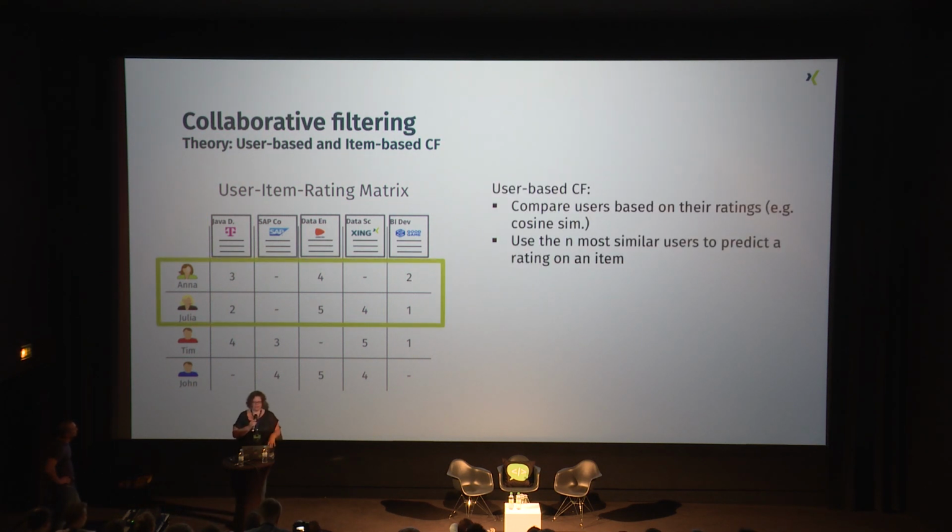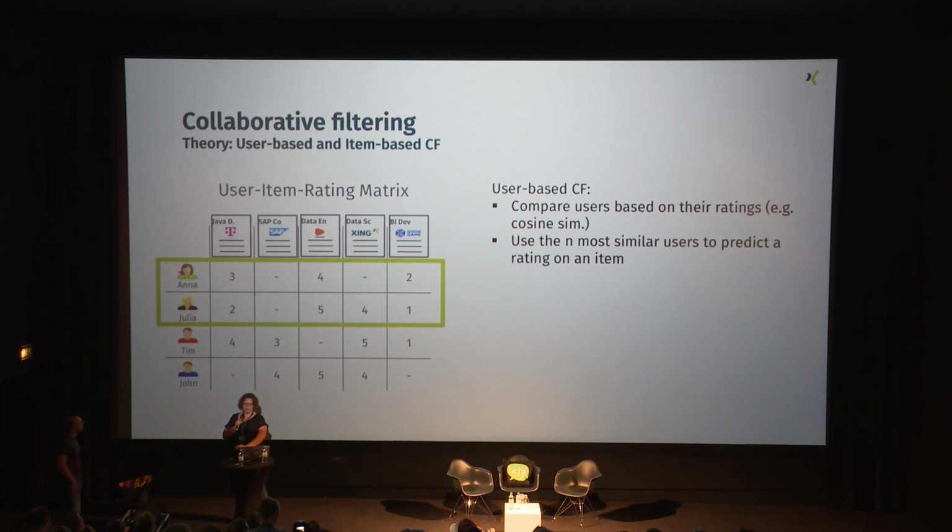So here we can say Anna and Julia seem to be pretty similar because they both like the data engineering position at Zalando. They did not like the business intelligence developer position at Good Games. They are not so sure about the Java developer position at Telecom. So we can say they are pretty similar in what they are looking for. And because Julia rated the job posting at XING, this might also be a good match for Anna.